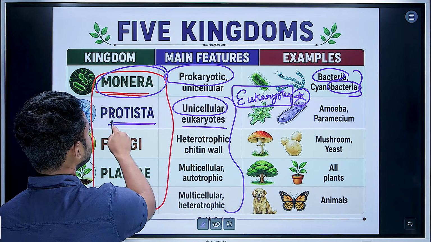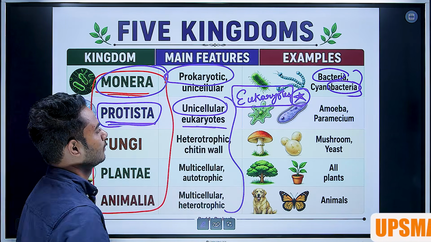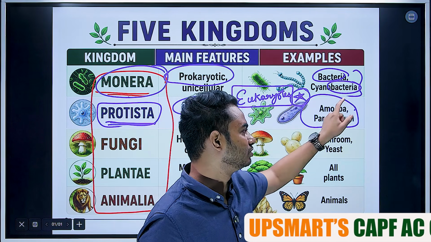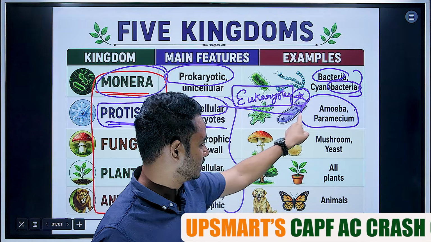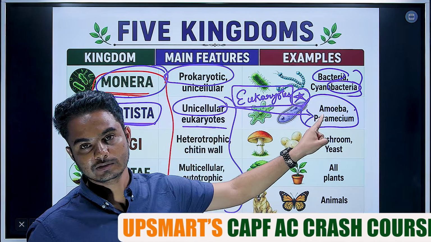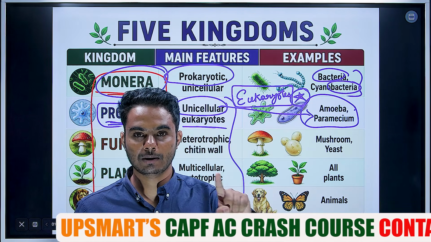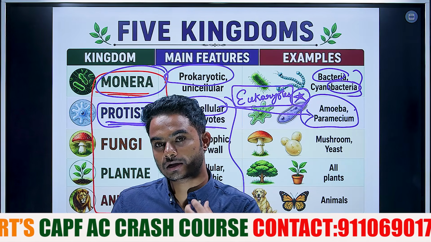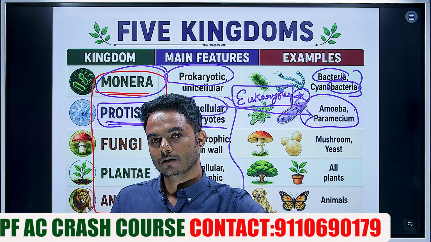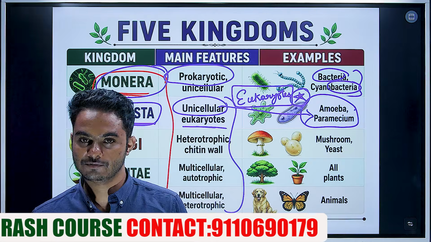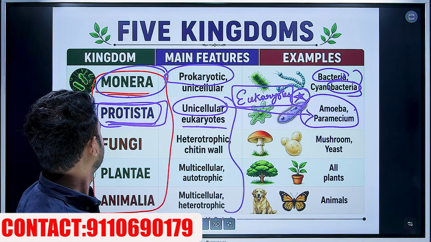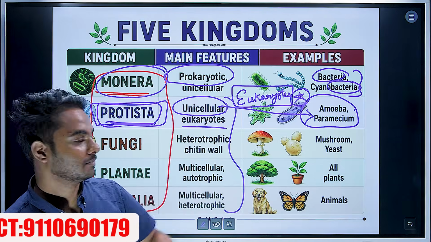Easy, right? Next, protista. Examples for protista are amoeba and paramecium, the unicellular ones. Amoeba and paramecium are unicellular, right? We discussed amoeba and paramecium in detail. We also discussed how they take in the food, how they consume the energy and how they dispose the waste. Fine, right? This belongs to protista, kingdom protista.